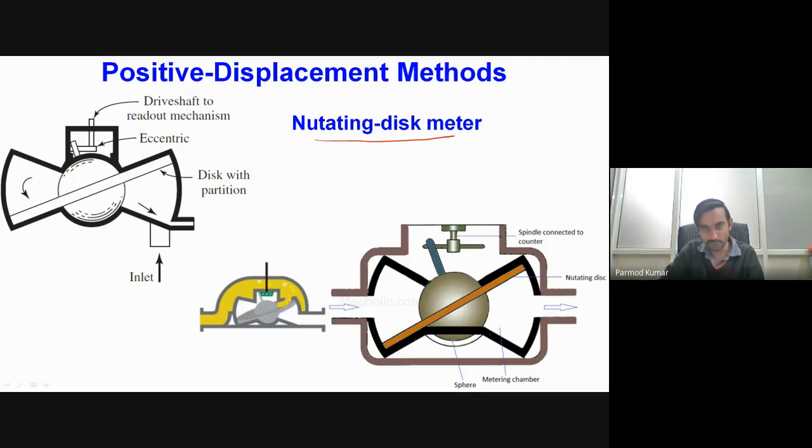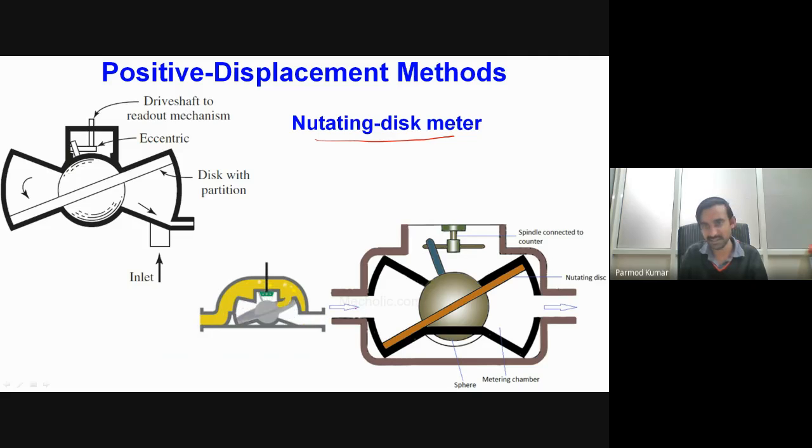You can see that this fluid medium is entering at this particular location, and then because of the motion of this disk, it is opening this outlet, and because of that the liquid is moving in the outward direction. So here we have a fixed volume of casing. In this fixed volume, in half of the cycle of the disk motion we will have inflow of the liquid, and in the other half of the cycle we will have discharge of the liquid to the outflow.